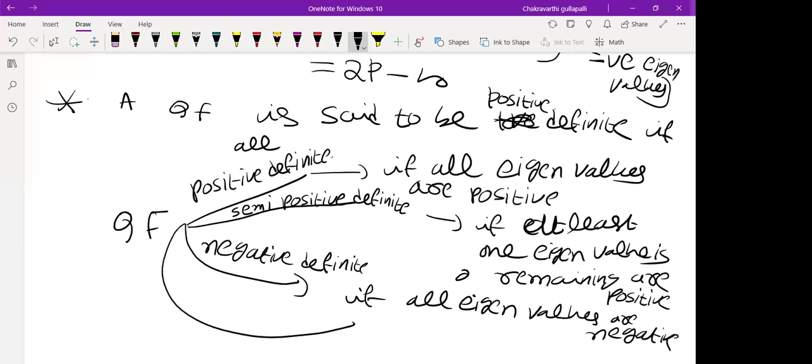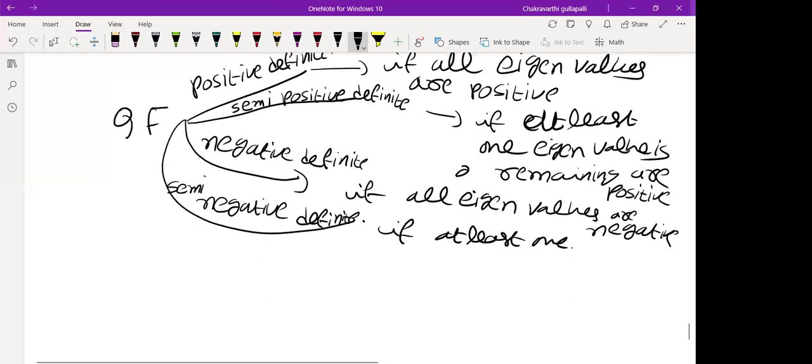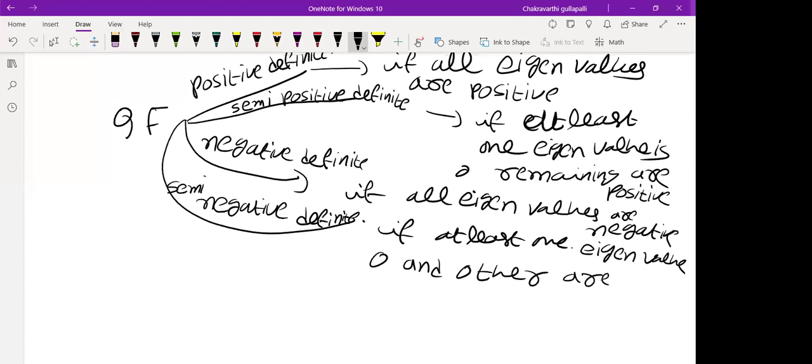Then negative semi-definite, or semi-negative definite. If at least one eigenvalue is 0 and the other eigenvalues are negative, that is, the eigenvalues are 0 or negative, then it is called semi-negative definite.